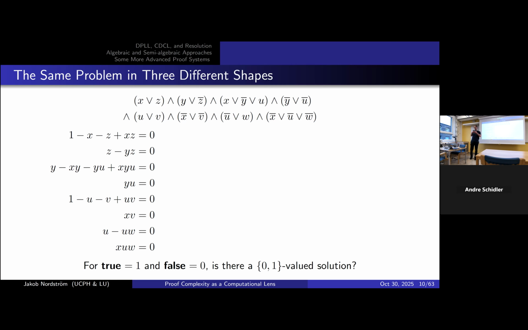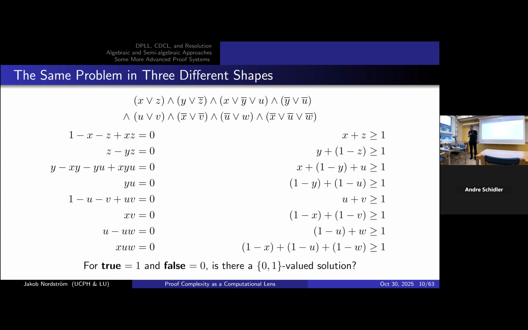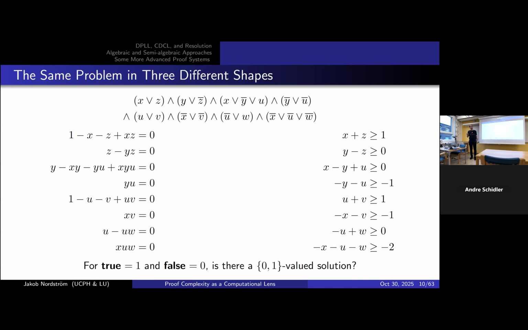What I want to convey is that, hopefully, we all agree that this set of polynomial equations is in some sense the same problem as the CNF formula. We can also write it as a set of linear inequalities, where saying that x or z holds, I can just sum up x and z and say that the sum should be at least 1. And again, y or not z should be true. It's just saying that y plus 1 minus z is greater or equal to 1. Again, I'm restricting myself to 0, 1 solutions here. And then we can simplify this. I hope we can agree that the CNF formula is essentially the same problem as this set of 0, 1 integer linear inequalities.